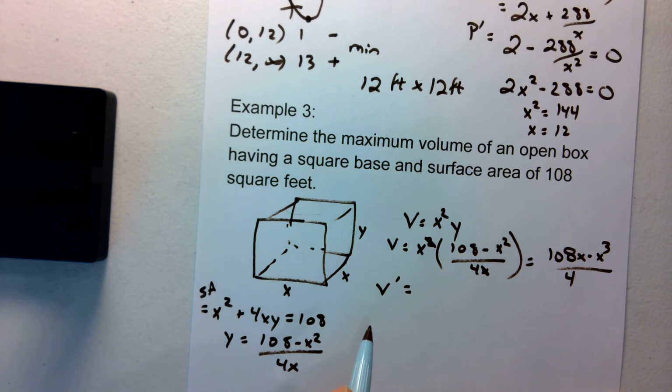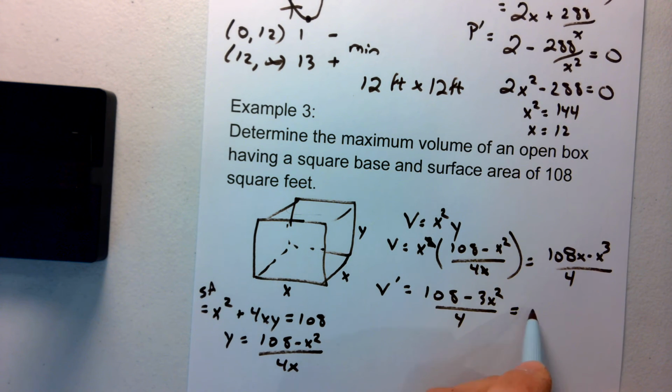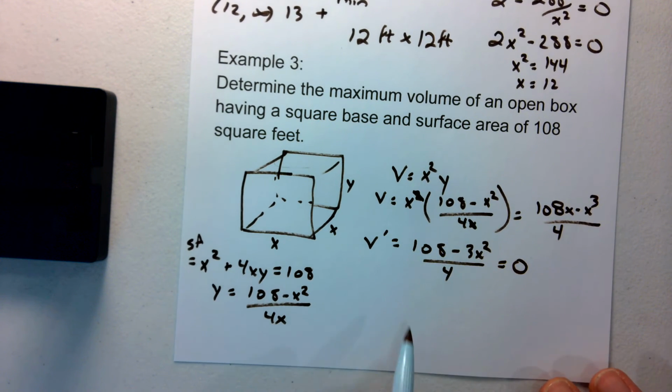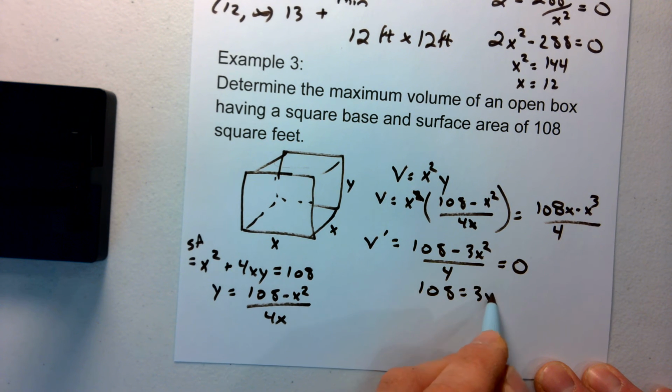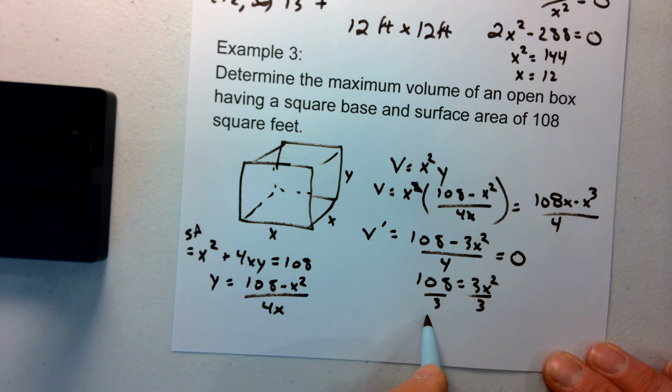Go ahead and find my derivative. The derivative here, since I don't have a variable in the denominator, I can go ahead and find the derivative of the numerator over that denominator. So I get 108 minus 3x squared over 4. I'll go ahead and set that equal to 0. Solving, I can multiply my 4 over, add my 3x squared, so I get 108 equals 3x squared. Divide by 3, 108 divided by 3 is going to be 36 equals x squared. So x is equal, again, plus or minus 6.